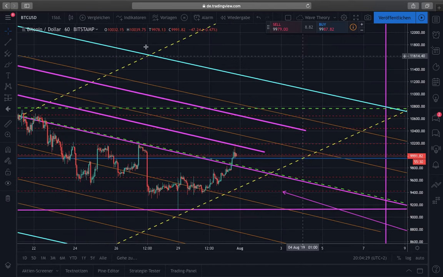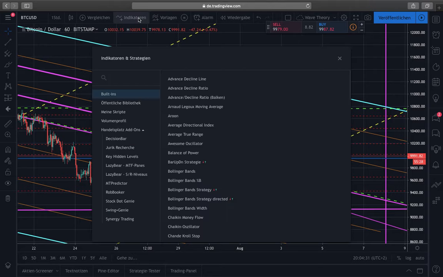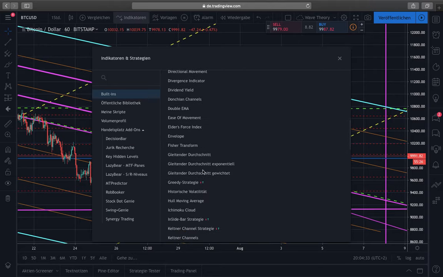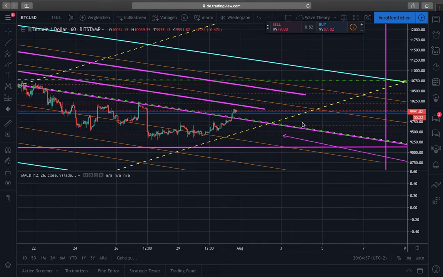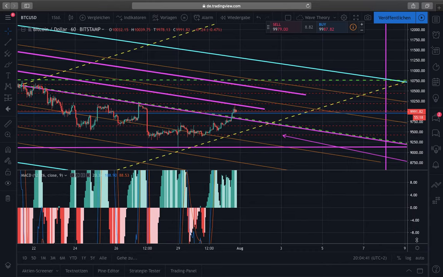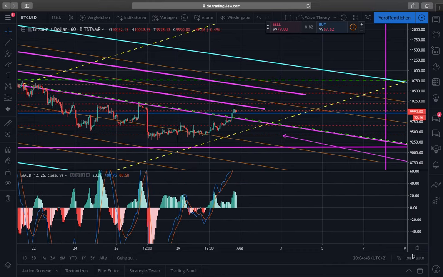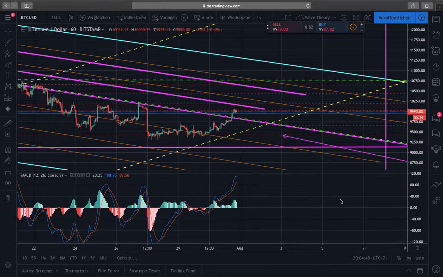And the last thing I will do is to take out a MACD. Where is it? Yeah, so as you can see, very strong right now, moving all the way up. Yeah, looks good to me. We have to wait and see what happens.